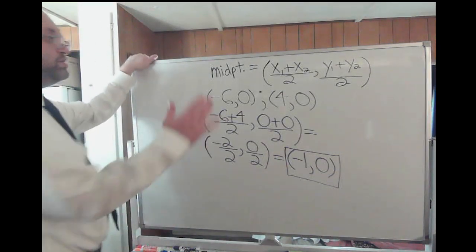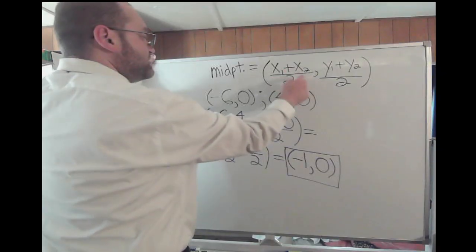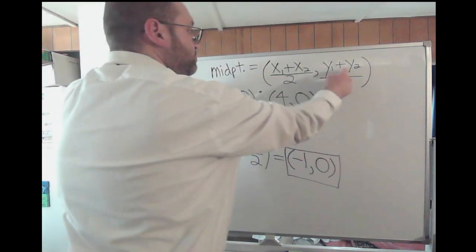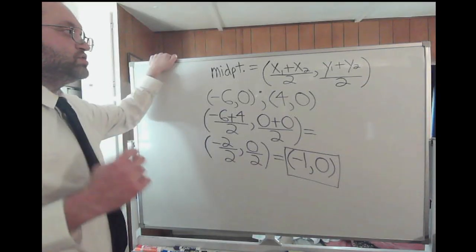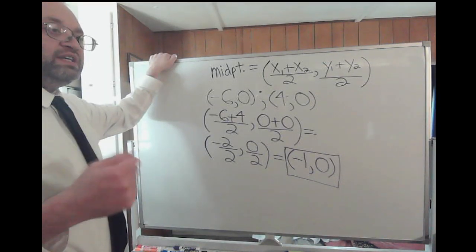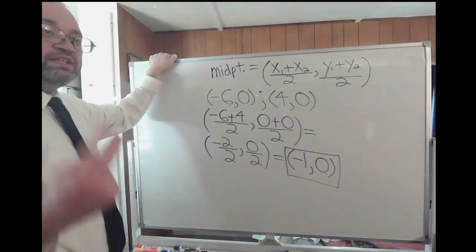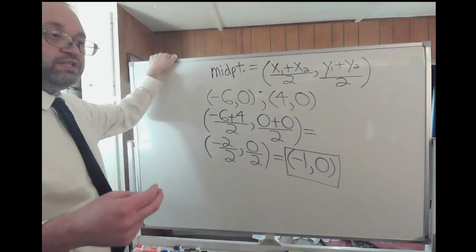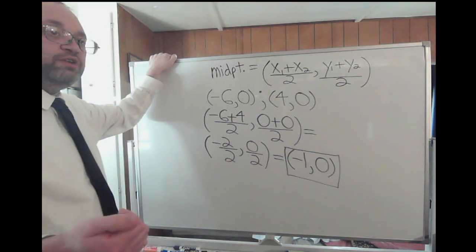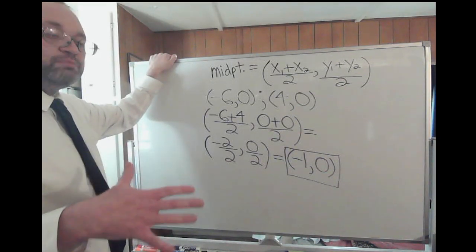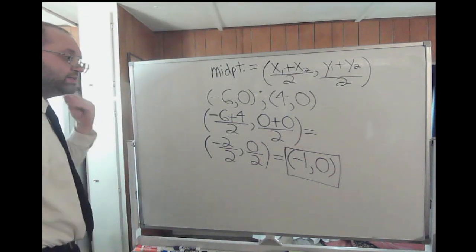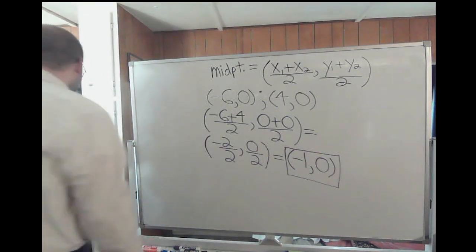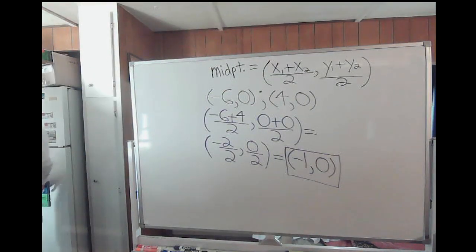And really, you could think of this, x1 plus x2 over 2 and y1 plus y2 over 2, like finding the average of two numbers, right? Whenever you find the average of two numbers, you simply add the two numbers together, then divide by 2. And you usually get a value that's bigger than the first one but smaller than the second one, halfway in between, right? So that is what you'll come up with.